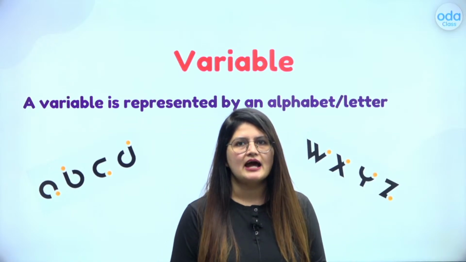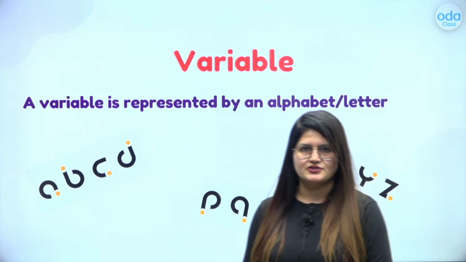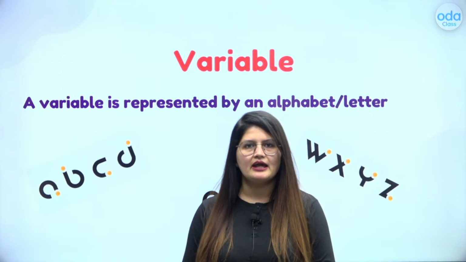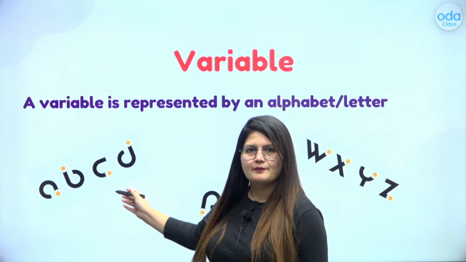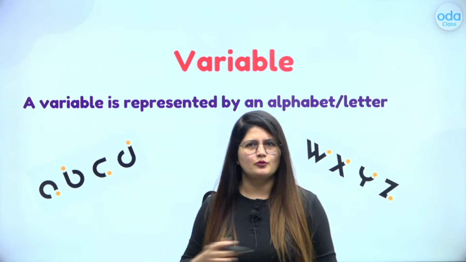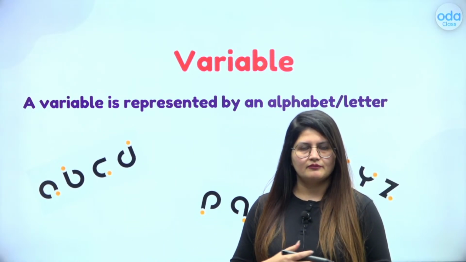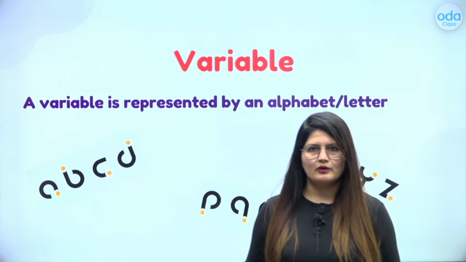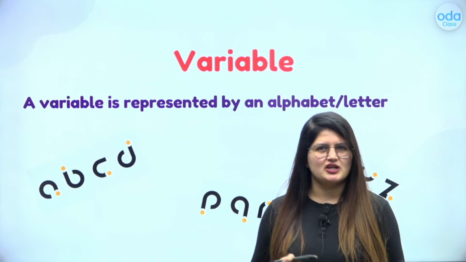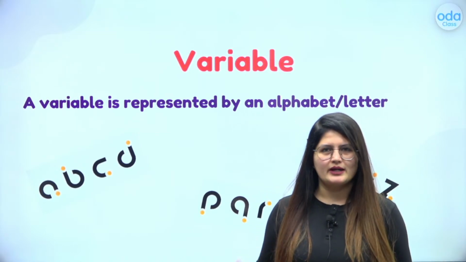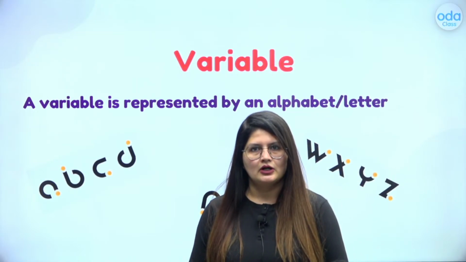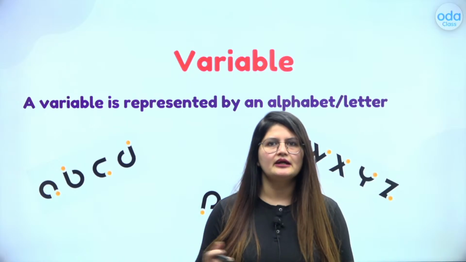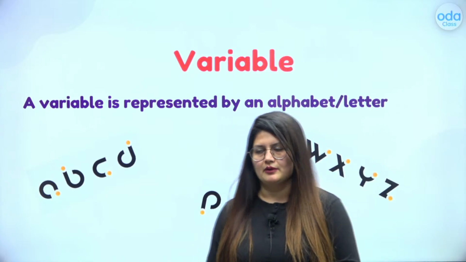So a variable is actually represented by letters, or I would say by alphabets. Whenever we have to represent any variable, it could be any letter from A to Z: A, B, C, D, E, F, G, H, M, N, O, whatever, X, Y, Z. So you can use any letter to represent a variable.